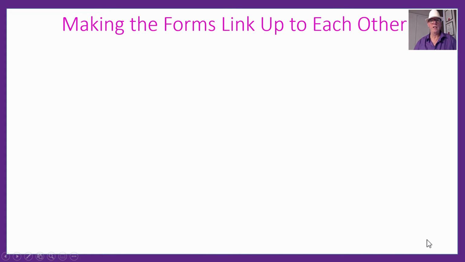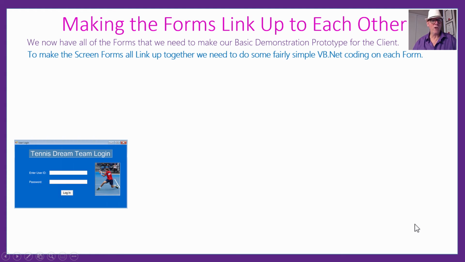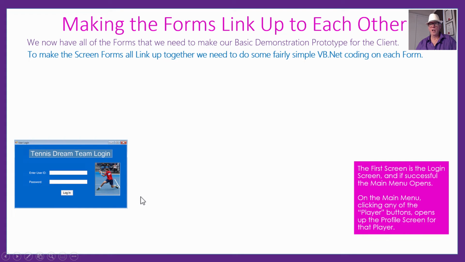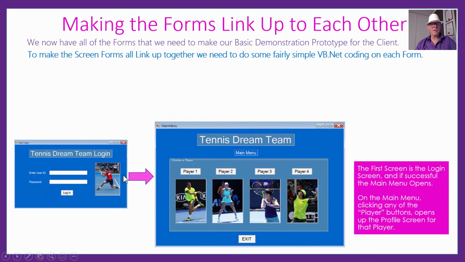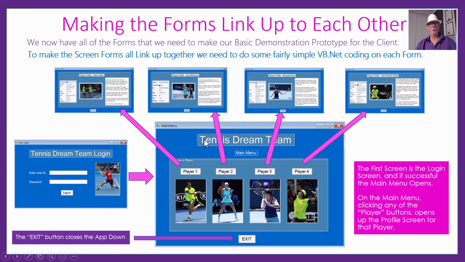So now all we've got to do is make all these forms link up. We've got our login form done, and what we want is that when it's the right user and password, it's going to open up the main menu, and then when you're on the main menu, you can click any of those player buttons and their player profile screen will pop up and you can read the stats and the biographical text information for them. All right, so that should get us onto this. This one should open up. If we click the Player 1 button, it should go to Player 1 and so on. And we have an exit button there that's going to close the whole thing down. So all we need to do now is some simple Visual Basic coding, which will enable all that magic to happen. And then we're done.